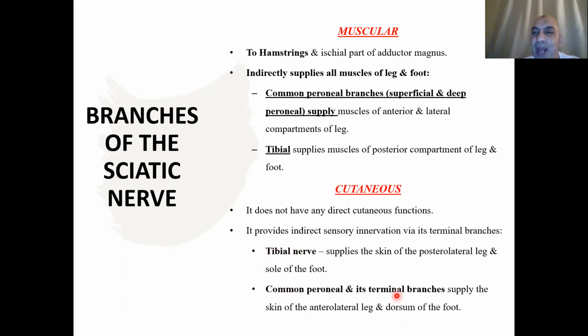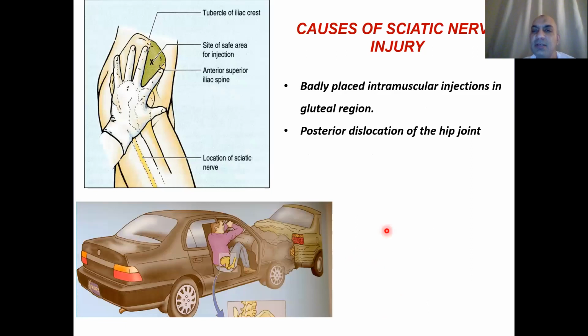So through these branches, it is going to supply all of the leg and all of the foot except the 2 parts of the leg I'm going to describe now with the injury of the nerve. So through the tibial and the common peroneal nerves and their branches, it supplies the muscles and cutaneous supply of the leg and the foot. This is important for understanding injury of the sciatic nerve.